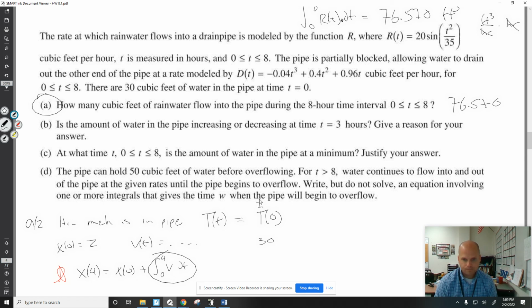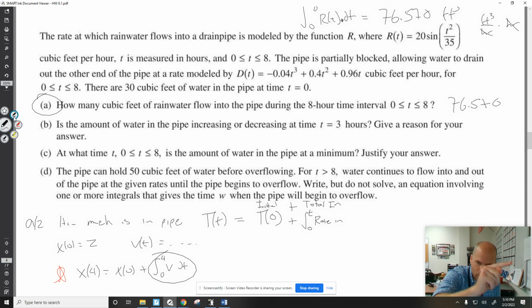Here's my initial. Let's add the total that has flowed in. I'll call it the total in. What do I do? I find the area from 0 to whatever time I choose of my rate in. That will give me, I started with this much water in the pipe, this much water flowed in. So I start here, I added this much, boom, that's how much is in the pipe.